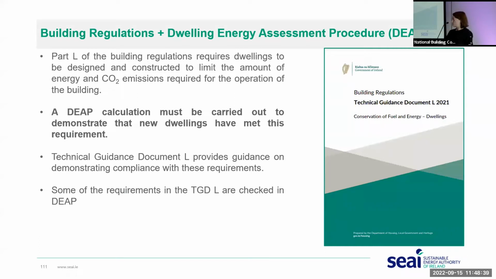So Part L of the building regulations requires dwellings to be designed and constructed to limit the amount of energy and CO2 emissions required for the operation of the building. And a DEAP calculation must be carried out to demonstrate that new dwellings have met this requirement. The technical guidance document Part L provides guidance on demonstrating compliance with these requirements. And some of these requirements of the technical guidance document are checked in DEAP.